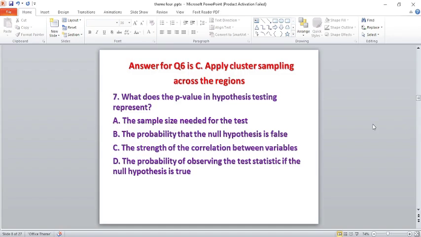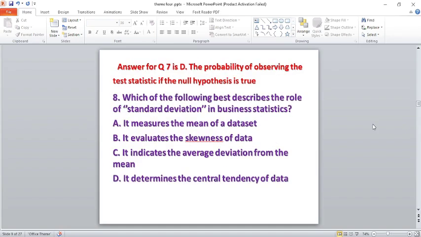Question number 8. Which of the following best describes the role of standard deviation in business statistics? A. It measures the mean of a data set. B. It evaluates the skewness of data. C. It indicates the average deviation from the mean. D. It determines the central tendency of data. The answer for this question is C. It indicates the average deviation from the mean.